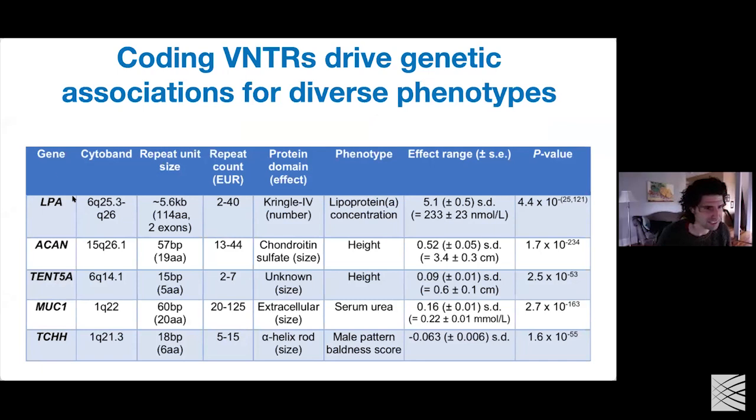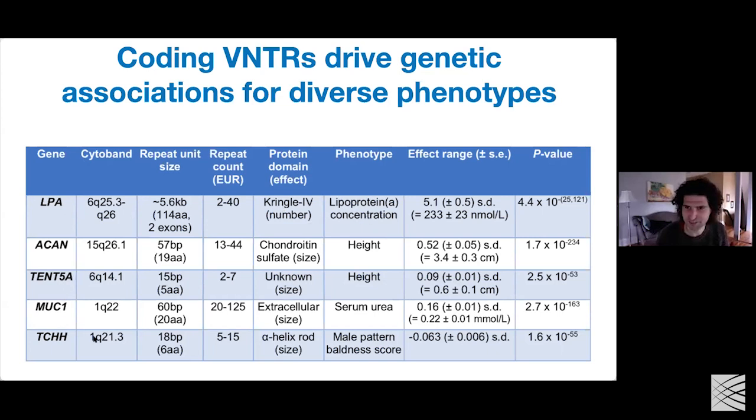So here I've listed the gene that's affected by the repeat polymorphism, the repeat unit size, the number of repeats found in a typical allele, the domain affected, the main associated phenotype, the effect range between the longest and shortest allele, and the p-value for the association. And you'll notice that by far the strongest association in our data replicated the known association between the LPA KIV2 repeat and lipoprotein A concentration.